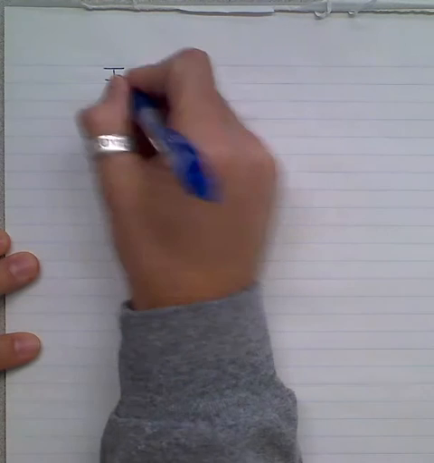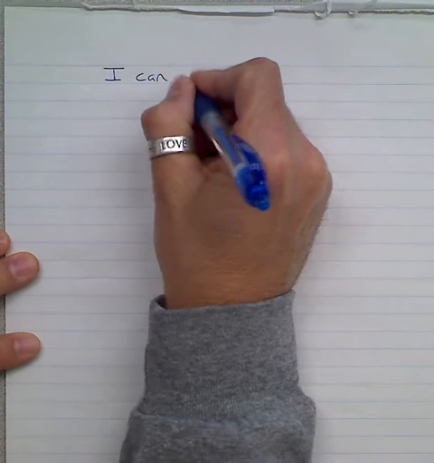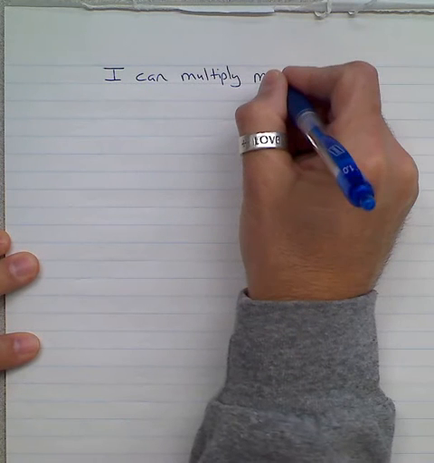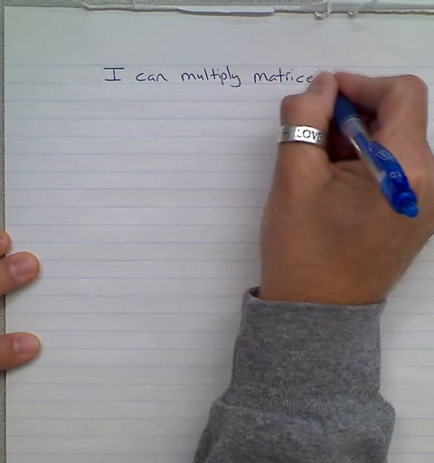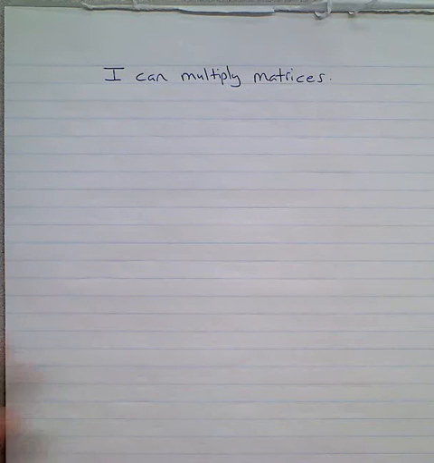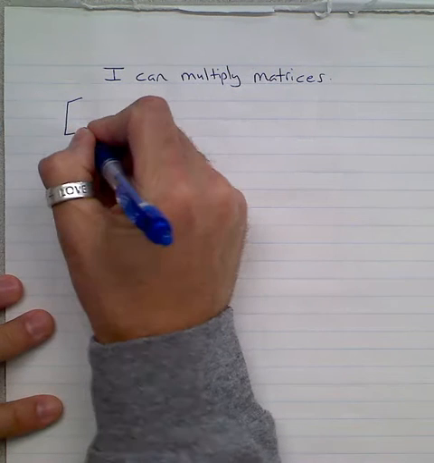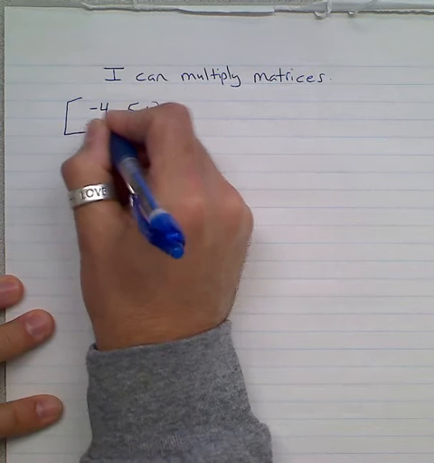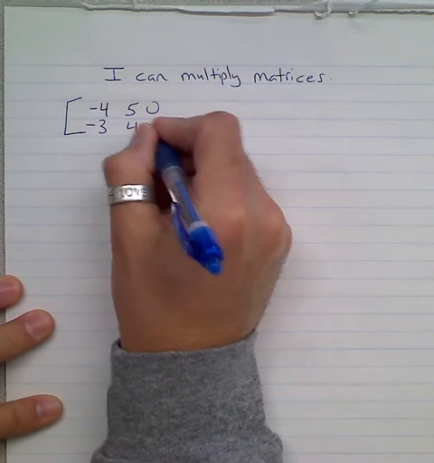Hello, and today I'd like to talk to you about the learning target. I can multiply matrices. So my first matrix is negative 4, 5, 0, negative 3, 4, negative 3.